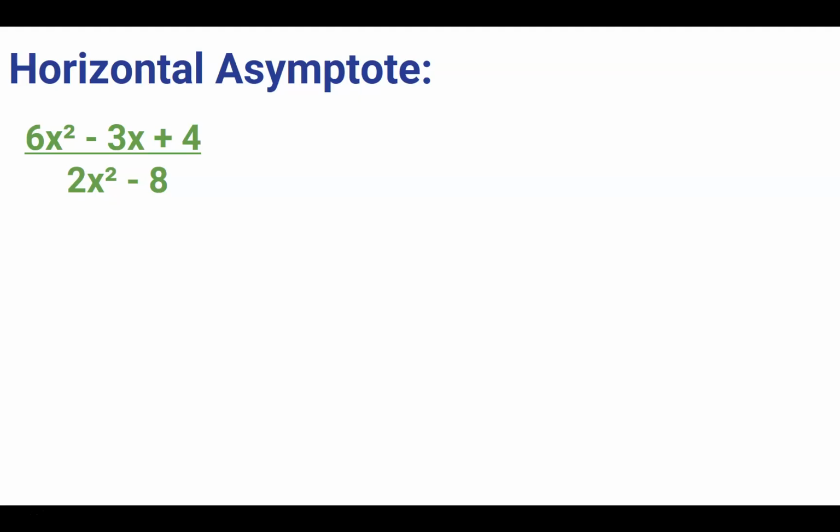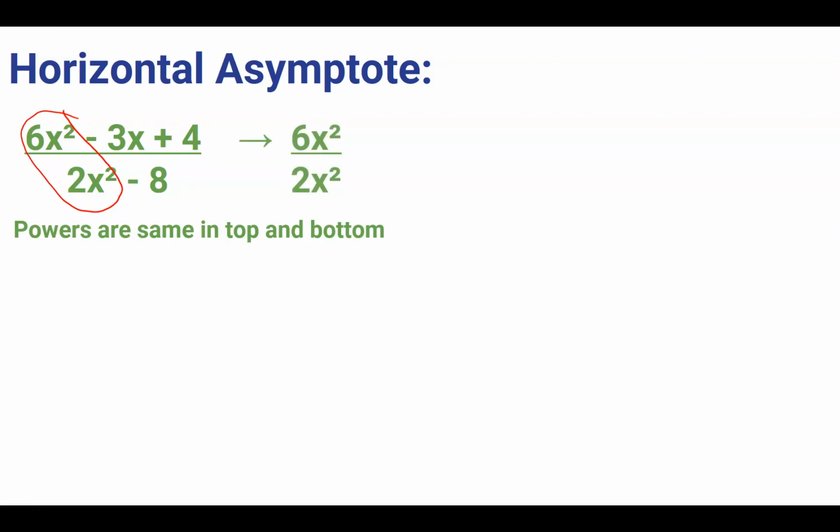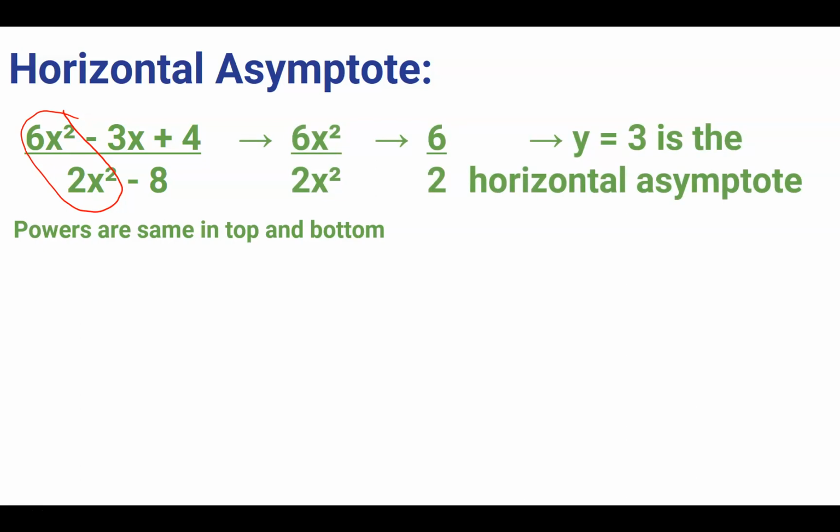Horizontal asymptotes, okay? There are 3 different kinds of horizontal asymptotes. The one we just did is an example of what we have right here. It's all about where your power is. So here I have 6x squared minus 3x plus 4 and 2x squared minus 8. Notice my powers, they both have the x squared. So when they're the same, we take those leading terms and we simplify it. Here we get 3, so y equals 3, that's the horizontal asymptote.